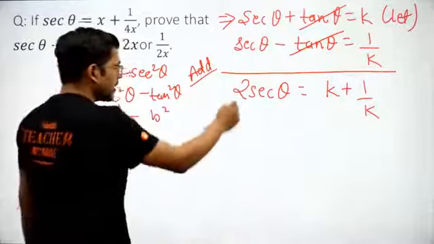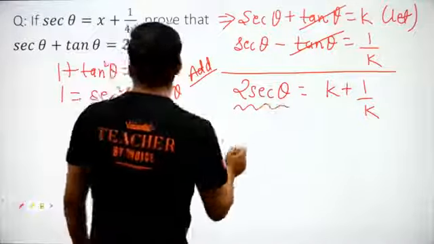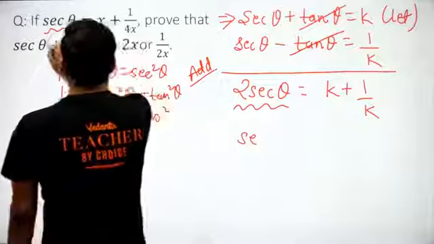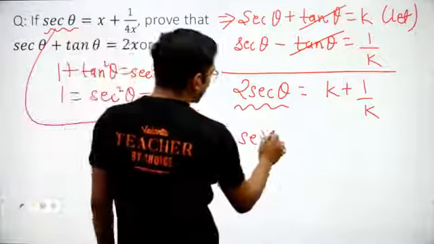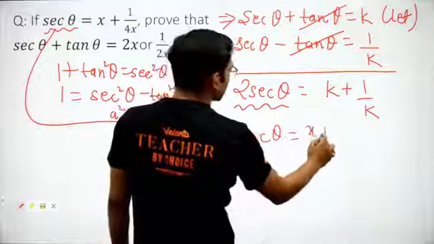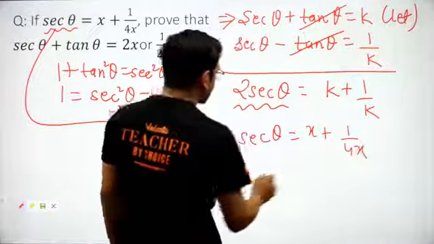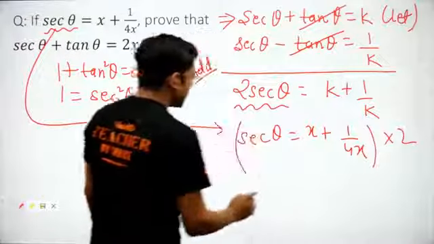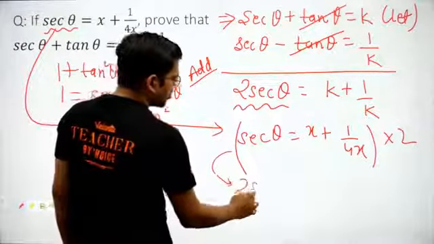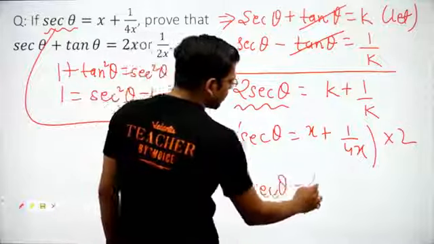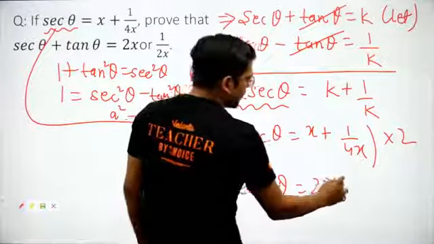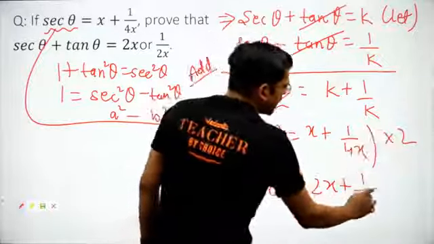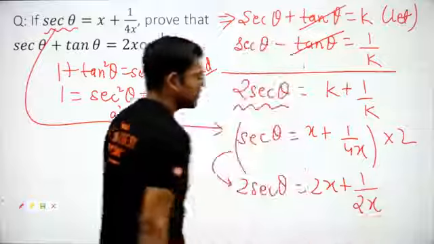Now see guys, here we have got 2 sec theta and here we have been given sec theta. So if I write here the value which has been given here, sec theta is equal to x plus 1 by 4x, and if I multiply this whole equation by 2, then this will become 2 sec theta is equal to 2x plus 2 into 1 by 4x, so 2 and 4 will be cancelled and it will become 2x plus 1 upon 2x.